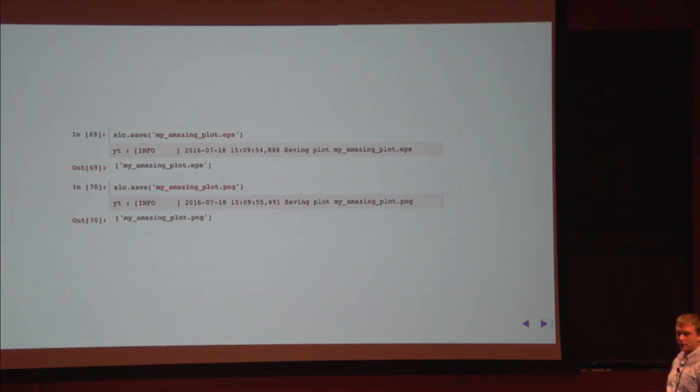So you have a slice object, and when you're satisfied with it, all you have to do is call slice.save, and it will save it. You just say myamazingplot.eps or myamazingplot.png, or I think JPEG works too.